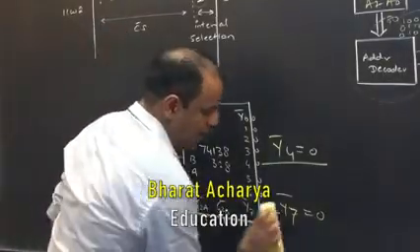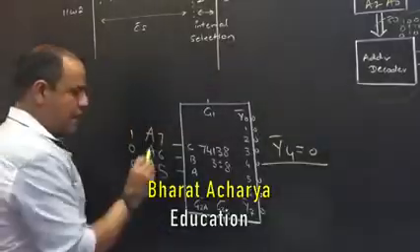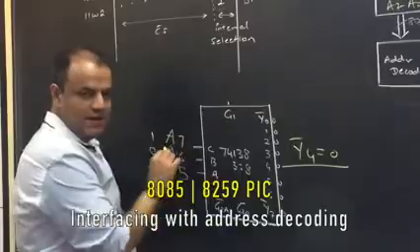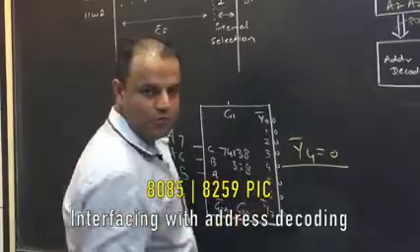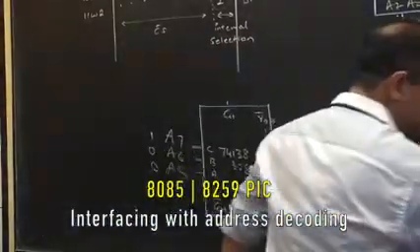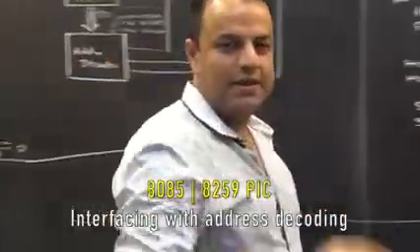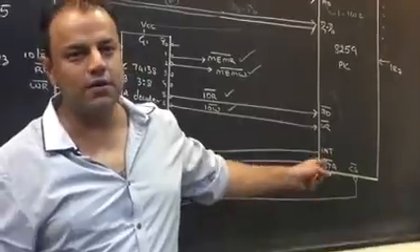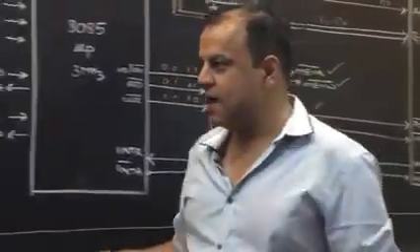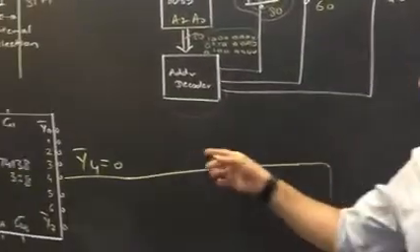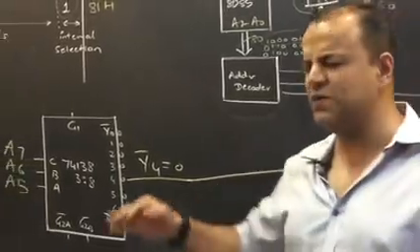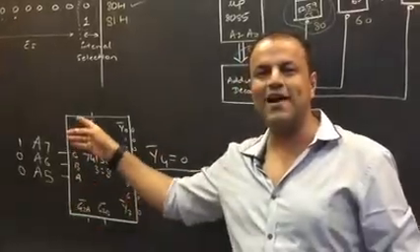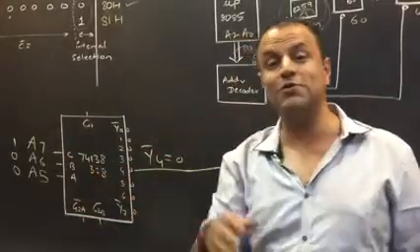So if A7, A6, A5 are 1, 0, 0, only then the chip should be selected. Now when A7, A6, A5 are 1, 0, 0, the output Y4 will be 0. That I will connect to the chip select. Tell me, what did the chip select want? 0. Students say, why didn't you ground it? If you ground it, it will always be 0. Instead of grounding, I have connected Y4. What's the difference? Y4 will not always be 0. Y4 will be 0 only and only if A7, A6, A5 are 1, 0, 0. Otherwise, whatever you do, it will not be 0.